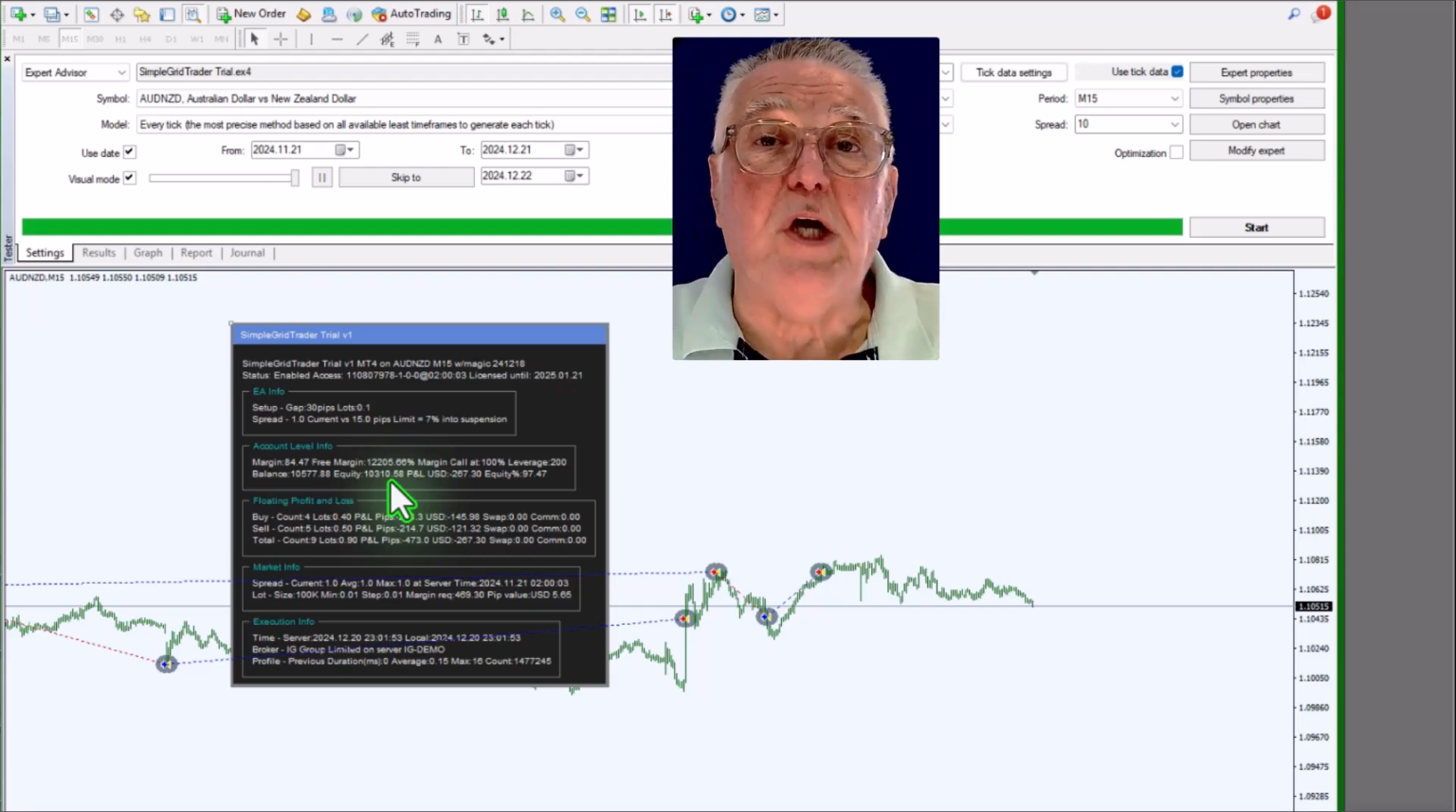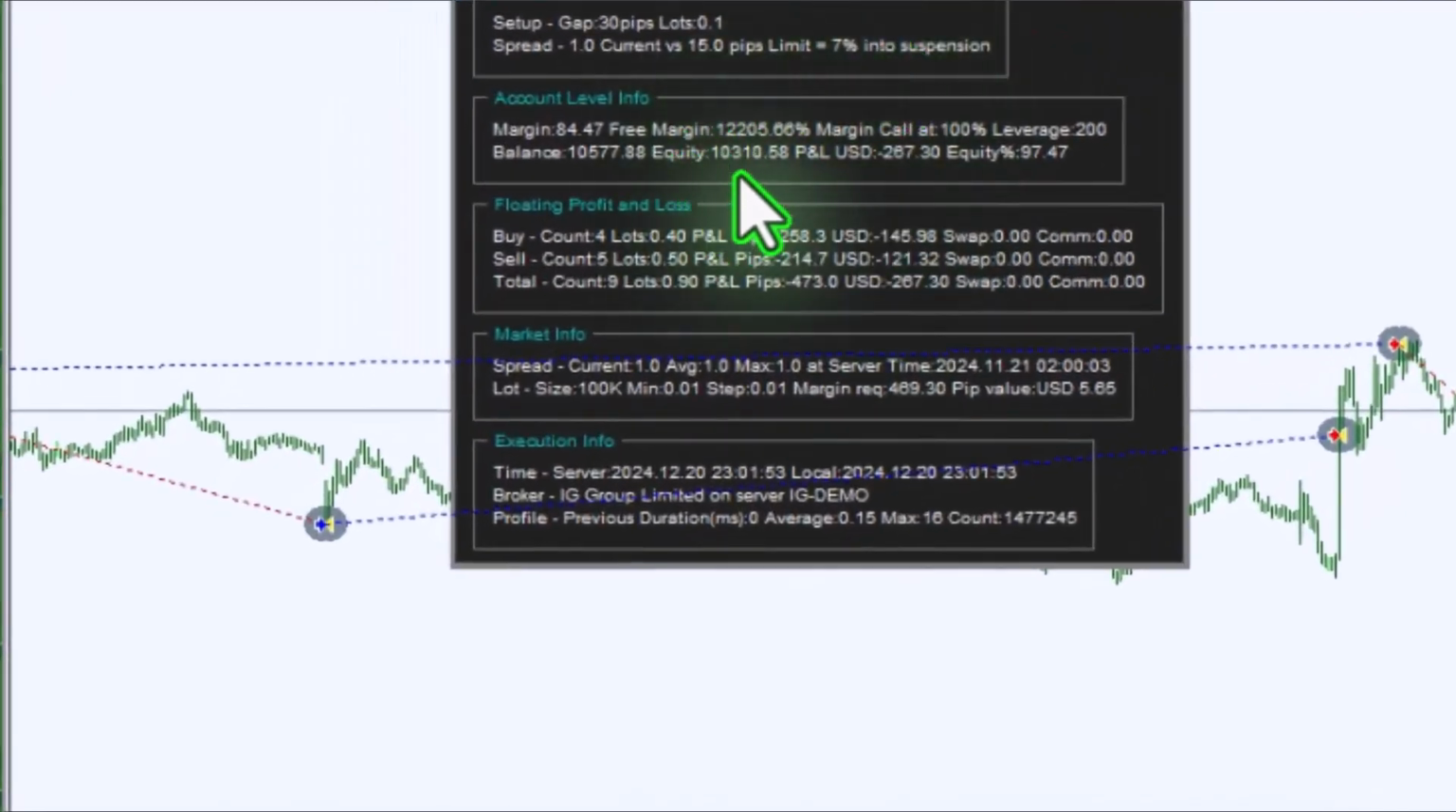And there we are, it stopped. So we have ended up with over our 3%. It's $310, so that's pretty good. That's the aim for the monthly return, and we've had a drawdown of 260, but in spite of that drawdown, we still have a positive equity of $310, and that was for the Aussie New Zealand.